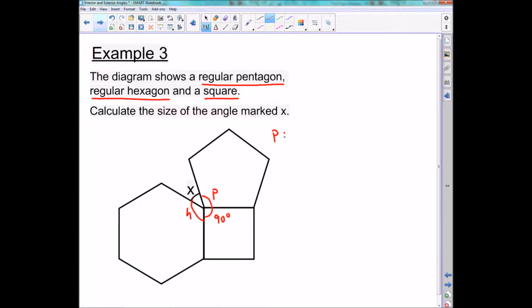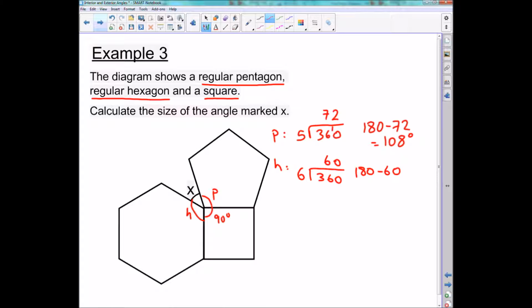So for the pentagon, first off, I'm going to find out what the size of the exterior angle is, and that's going to be dividing 360 by 5. So 5 into 36 is 7, with 1 left over. 5 into 10 goes 2, so my exterior angle is 72. So to find P, which is the interior, I need to do 180 take away 72, which is 108 degrees. For H, I'm going to do exactly the same, only I know a hexagon has 6 sides. So I'm dividing 360 by 6 to get 60. Taking that away from 180 gives me an interior angle of 120 degrees.